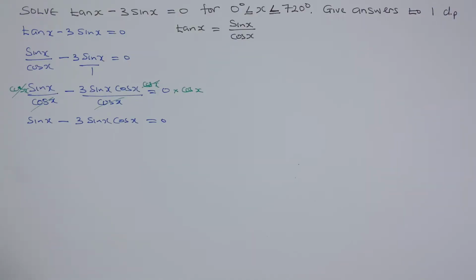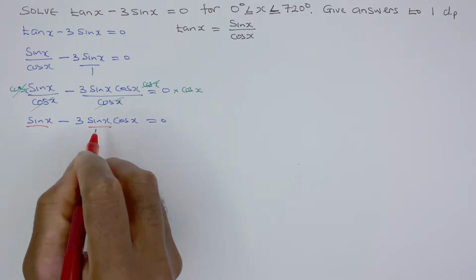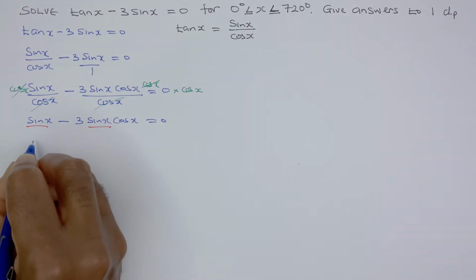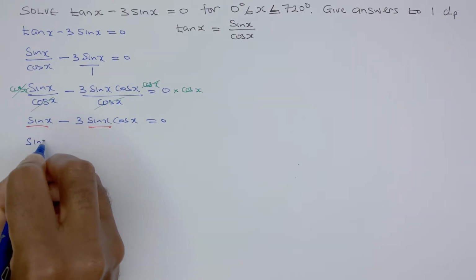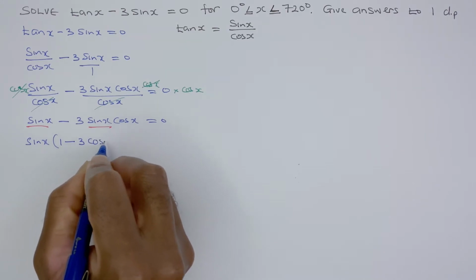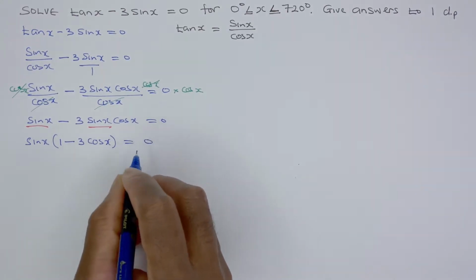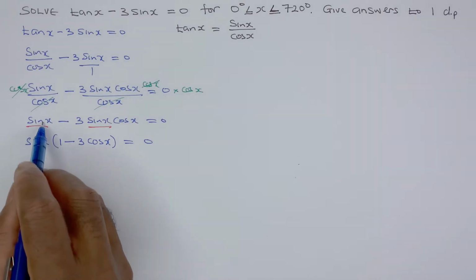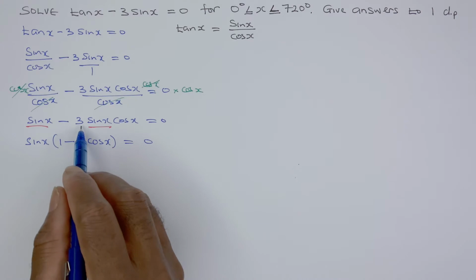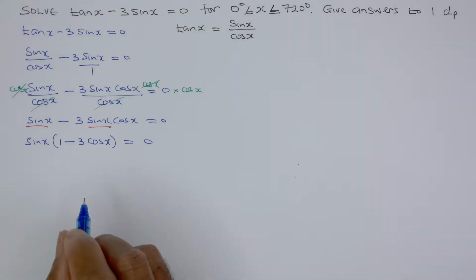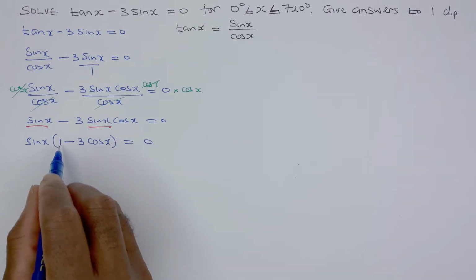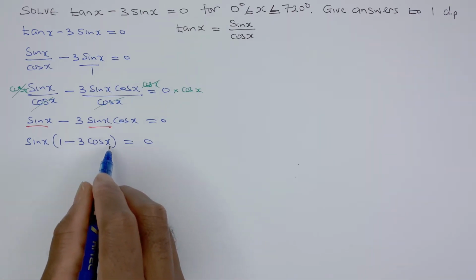And the common factor is sin x. So what I need to do then is take sin x out. Sin x times 1 minus 3 cos x equal to 0. Sin x times 1 is sin x. Sin x times minus 3 cos x is minus 3 sin x cos x. Now what I need to do is set sin x equal to 0 and set 1 minus 3 cos x to 0.